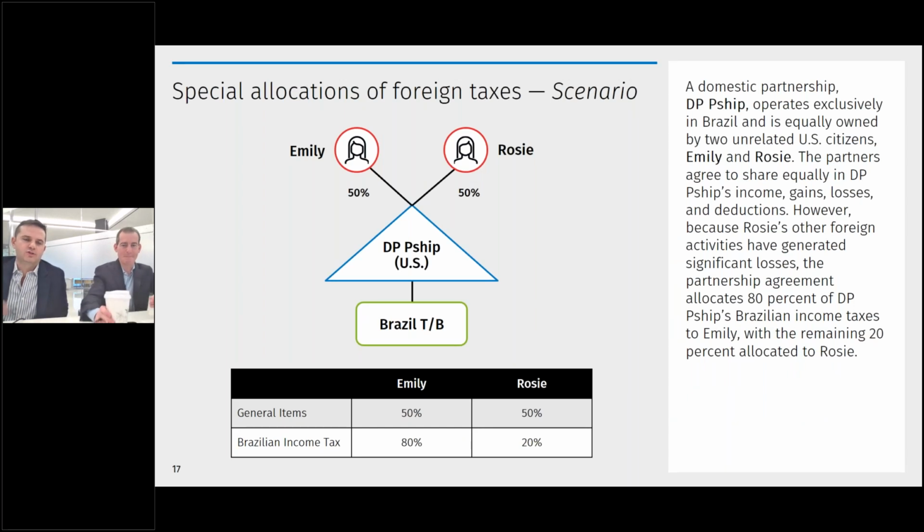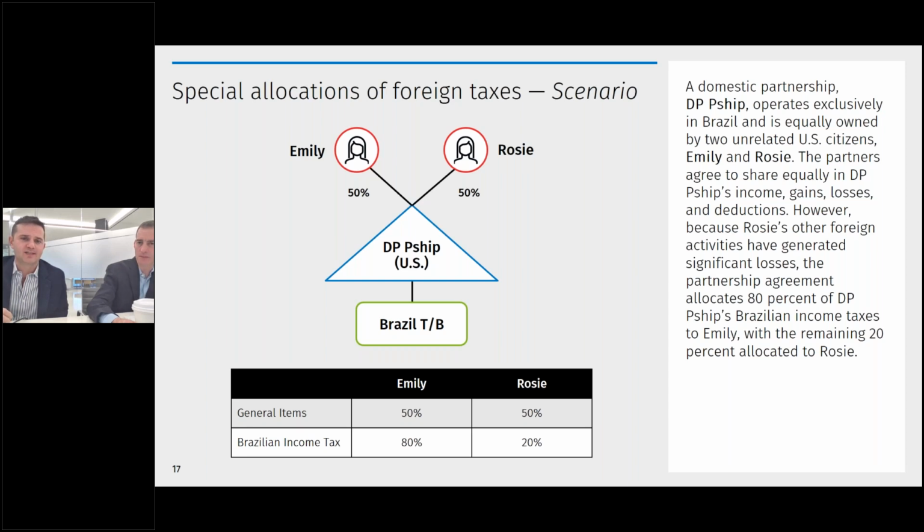Sure. So to illustrate the point, what we're going to have is a U.S. partnership, this BP partnership, which is equally held by two U.S. people, Emily and Rosie. And the partnership has one flow of income, and it's like a Brazilian active business. They are 50-50 partners in the business, so all the income, the general items are flowing up 50-50, but Rosie has other losses, significant foreign source losses, and so they want to allocate foreign income taxes away from Rosie.